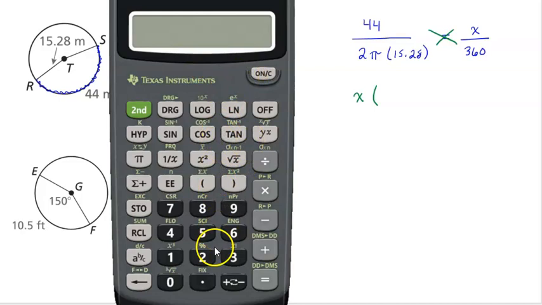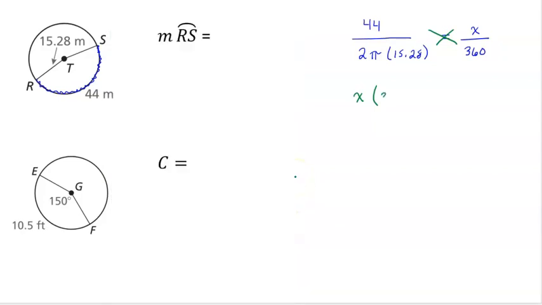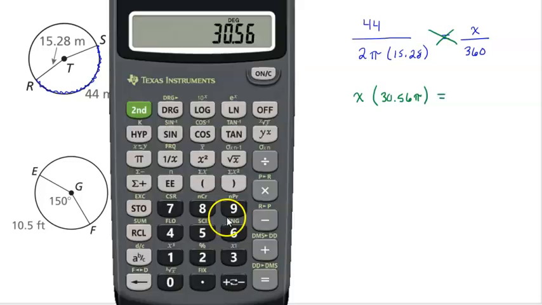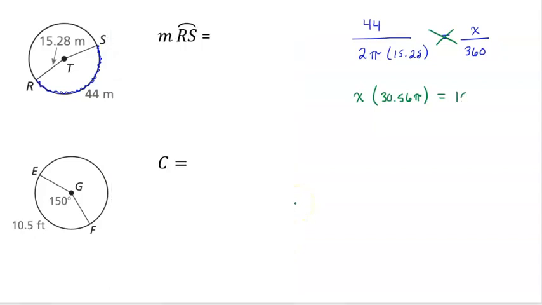Let's get out our calculator, clear it out. We've got 2 times 15.28 equals, and I get 30.56. And I'm just going to leave pi in there until the very end. And we've got x times our circumference equals, and then 44 times 360. And that gives me 158.40.